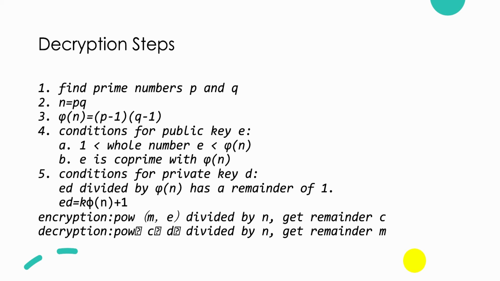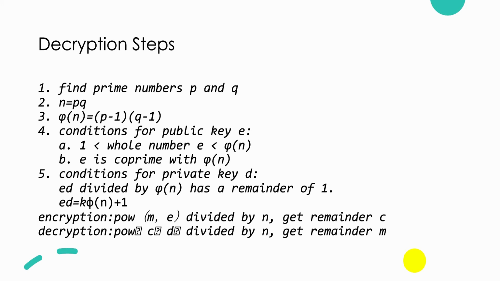And then the next step is to know the public key E has two conditions. We should already know the public key E when we're decrypting RSA, because it is given to us in the public key. So we just need to confirm that it is reasonable. When we have the public key E, we need to see that it's a whole number between 1 and phi n, and whether it is co-prime with phi n. If it meets those two criteria, then we can go to the next step, which is seeing the conditions for private key D.